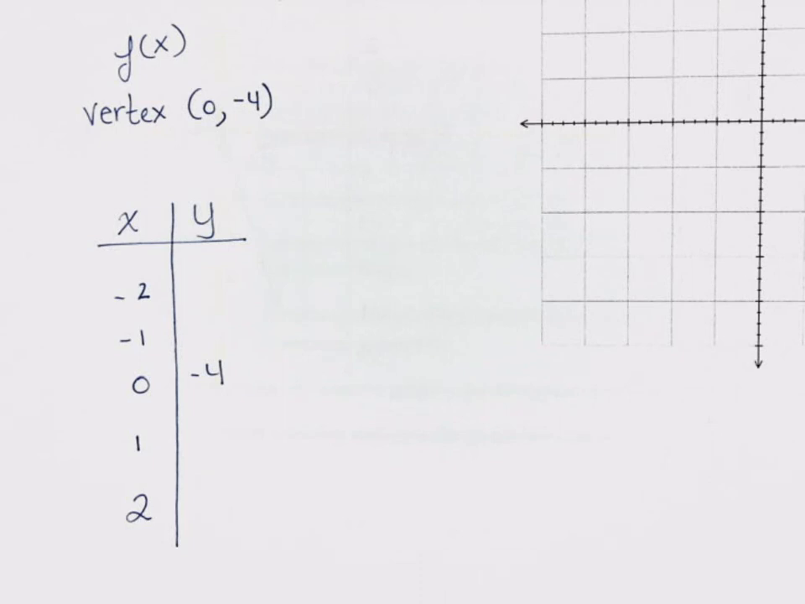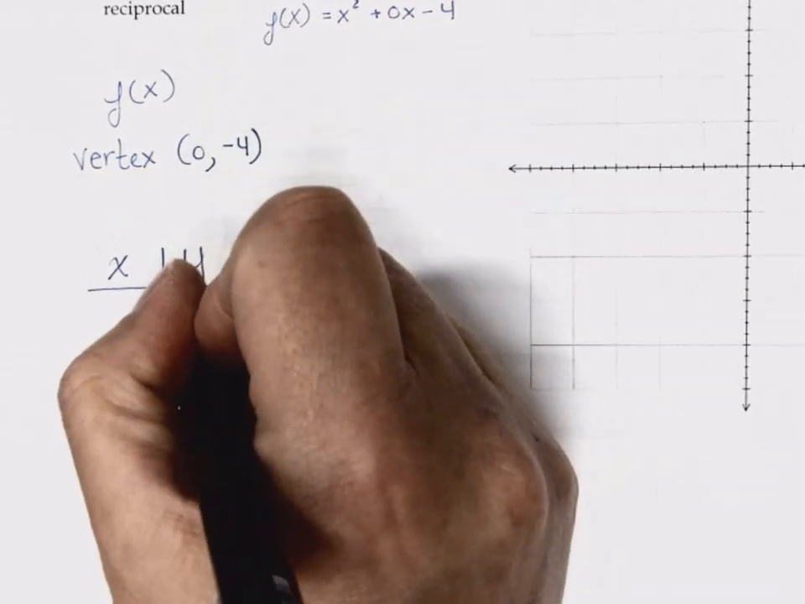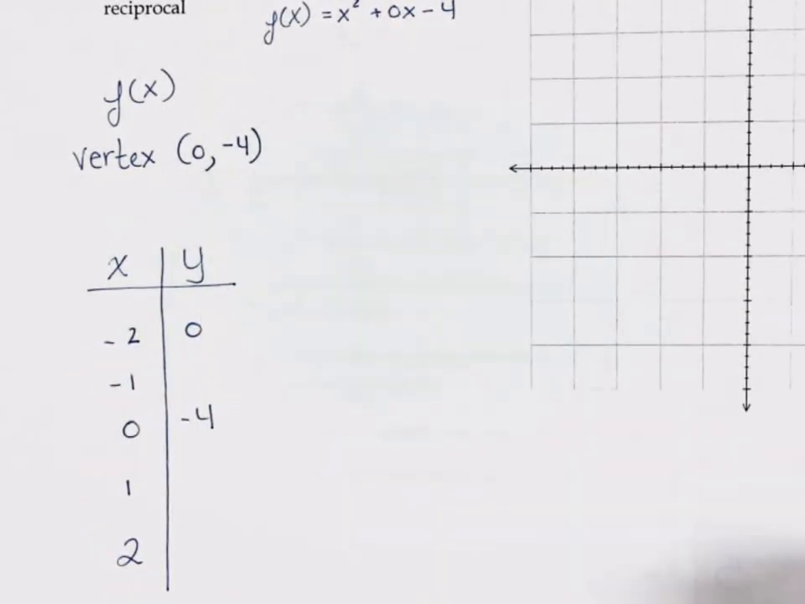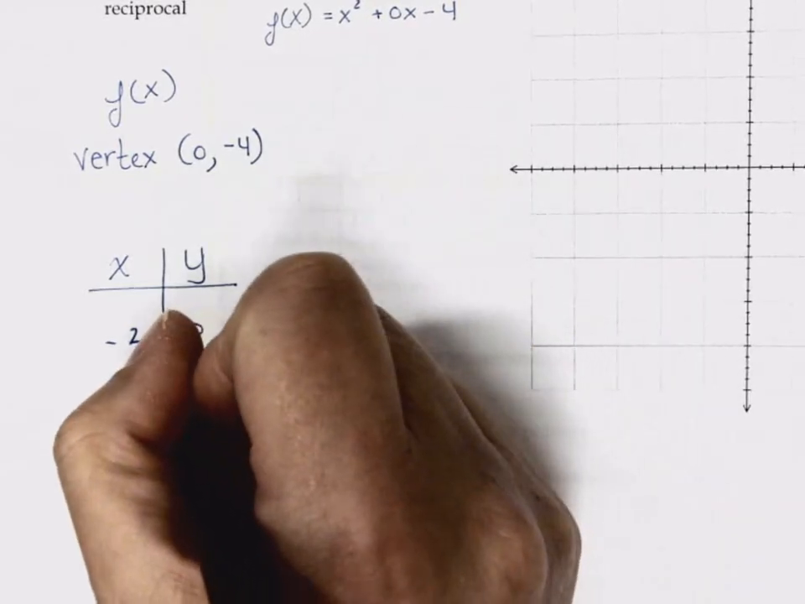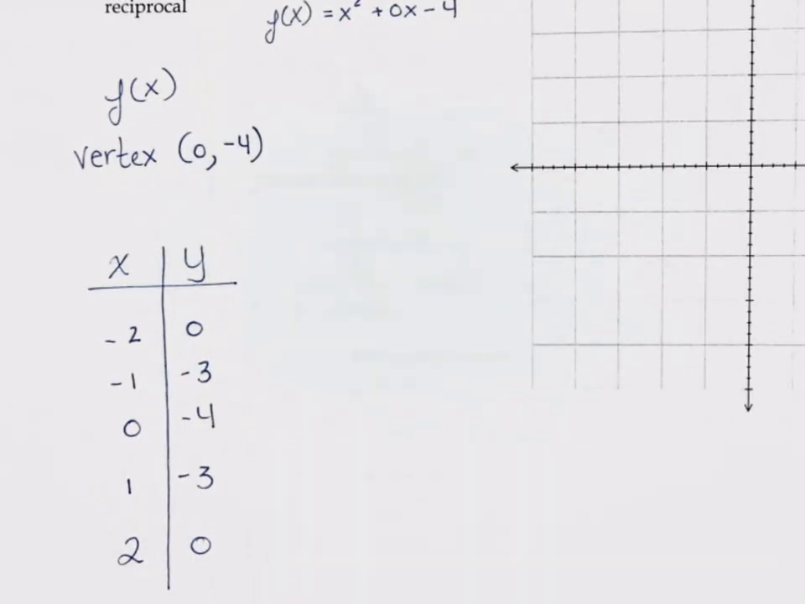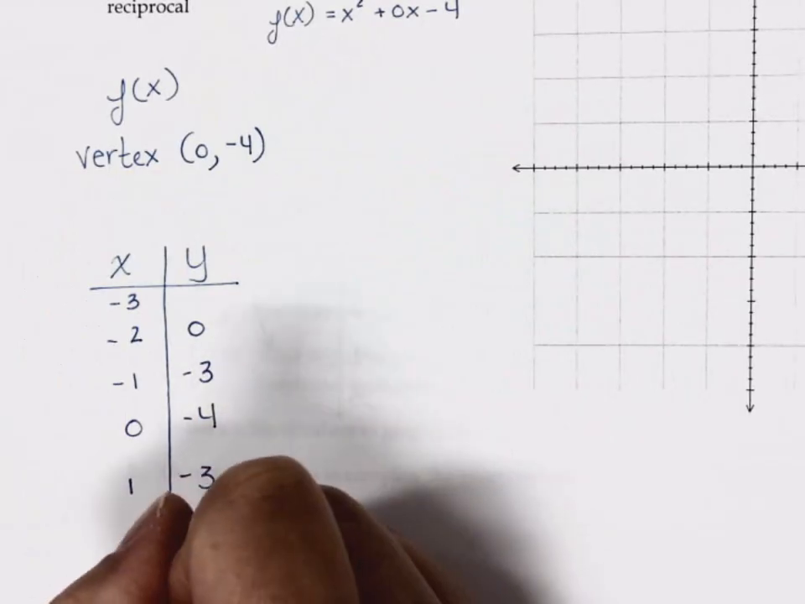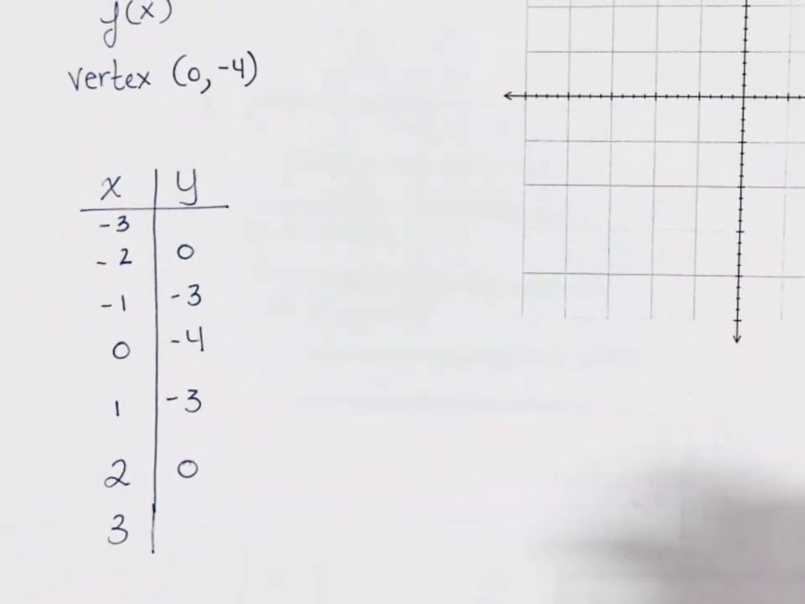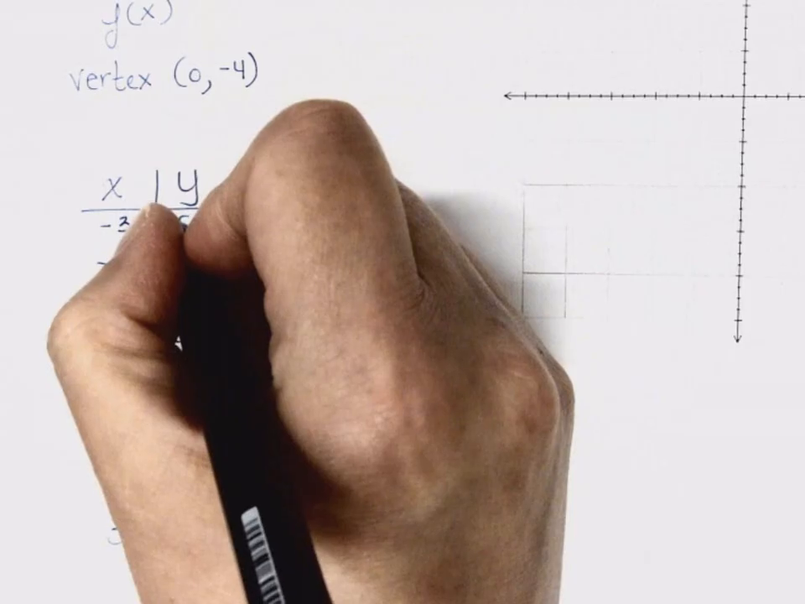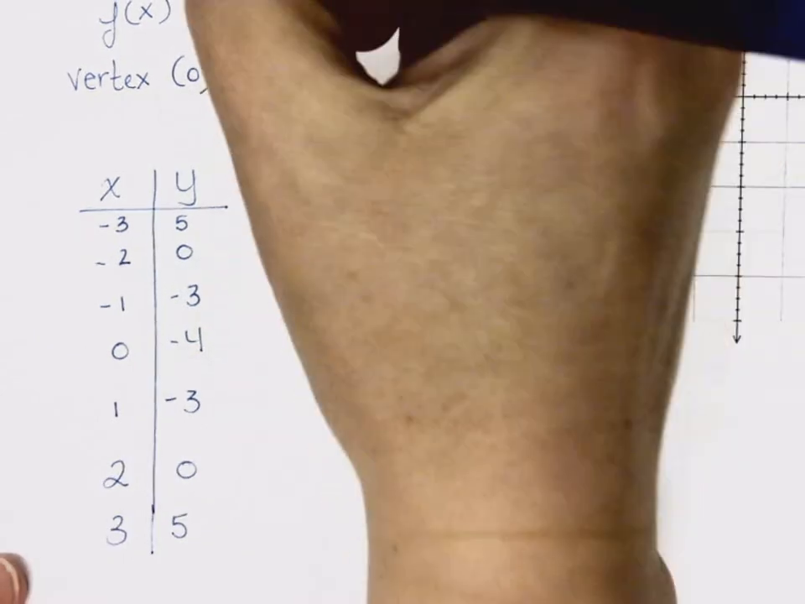All right, let's look at this. Let's fill this in. -2 squared minus 4 is 0. We've got -3, -3, and 0. That's exciting stuff. Let's throw in -3 just for funsies and a +3 just for funsies. We got a 5 and we got a 5. All right, how do we feel about that?